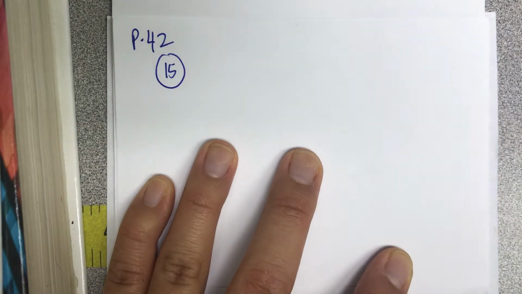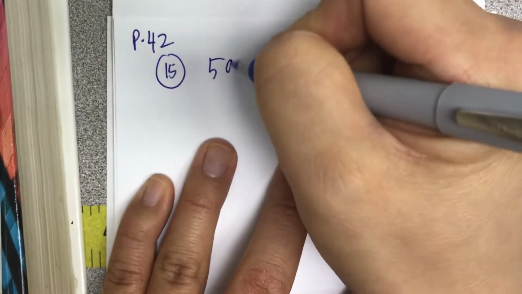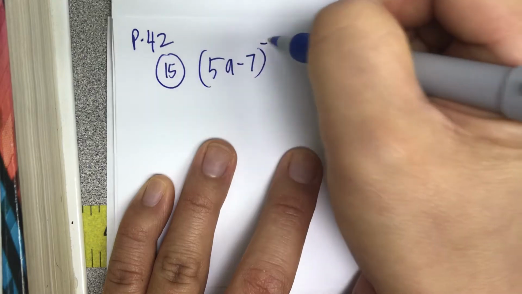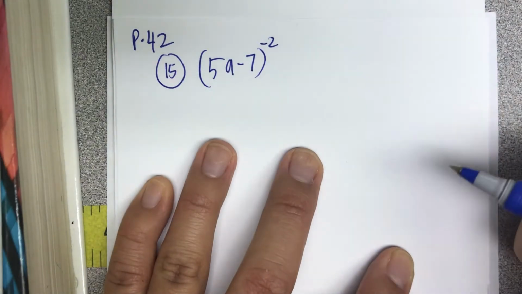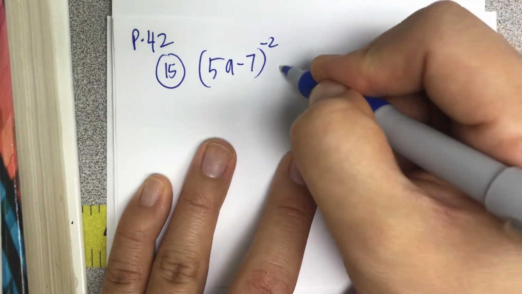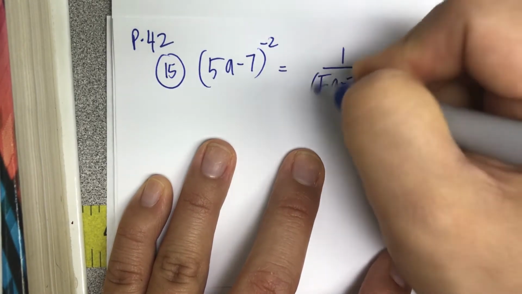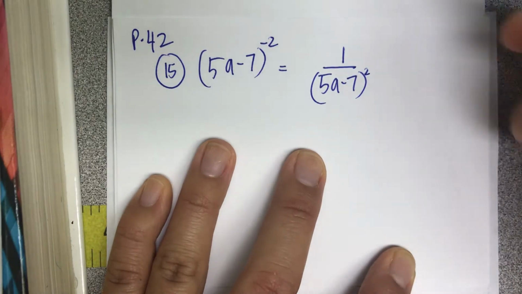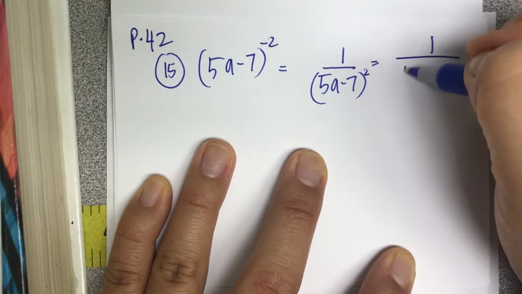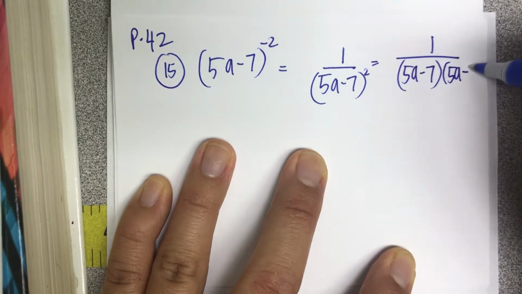Okay, this next page is page 42. This question says, which of the following is equivalent to (5a − 7) to the negative 2? So remember what I told you guys about how to get rid of that negative. You put it down here on the bottom, right? So now you're going to end up getting 1 over (5a − 7) times (5a − 7).